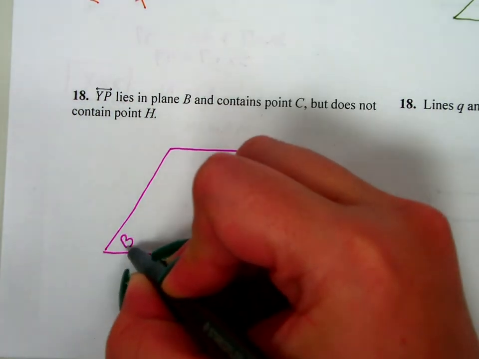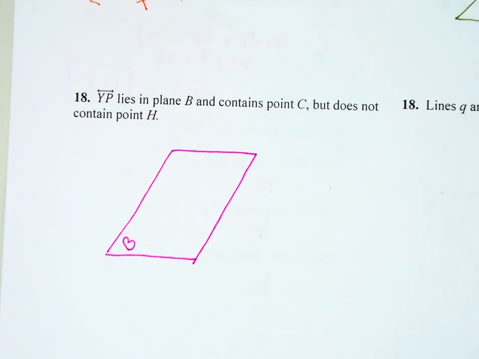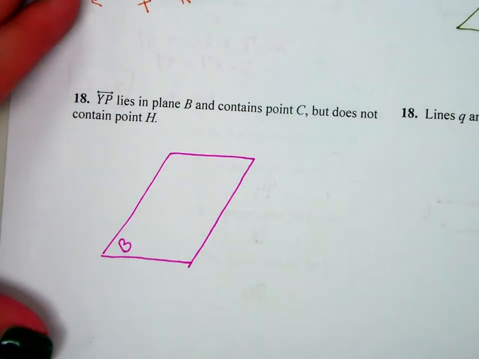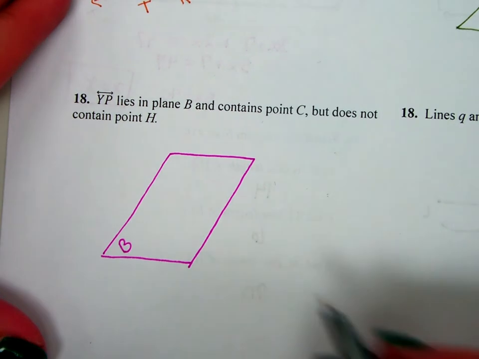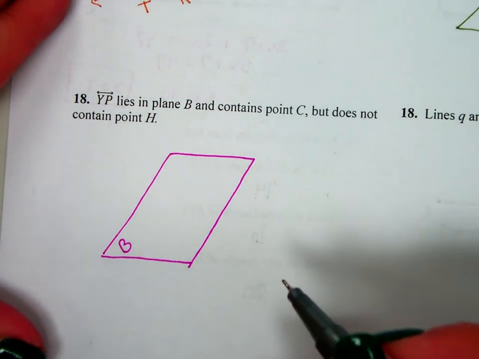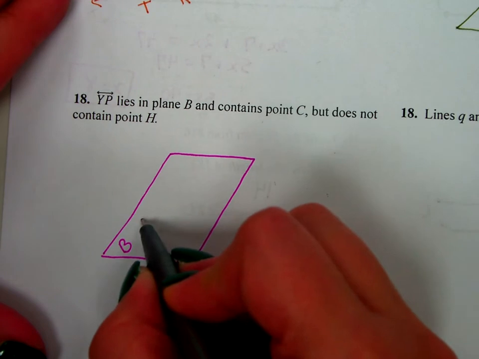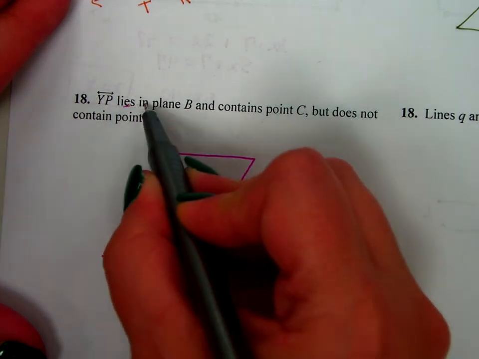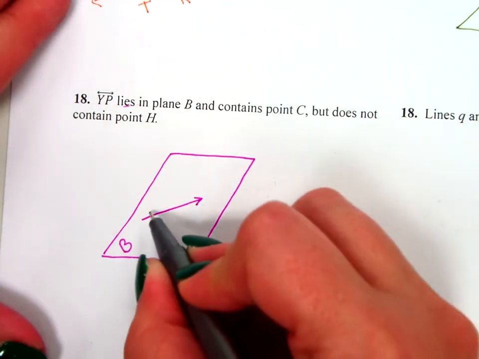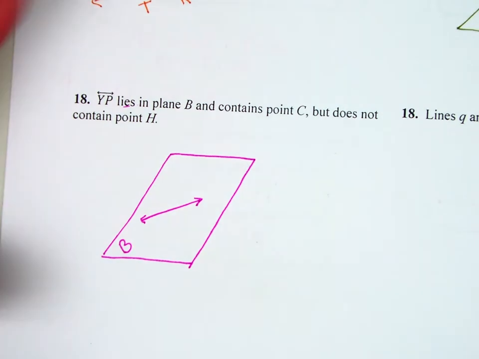Does it matter where I put the B? No, your favorite corner. Today, that's my favorite corner. Kind of looks like a little heart the way I did it. Then what? The line. Can it go outside my plane? No, it has to stay inside my plane because it says lies in the plane. So when I draw the arrows, I can't extend them past the edge.